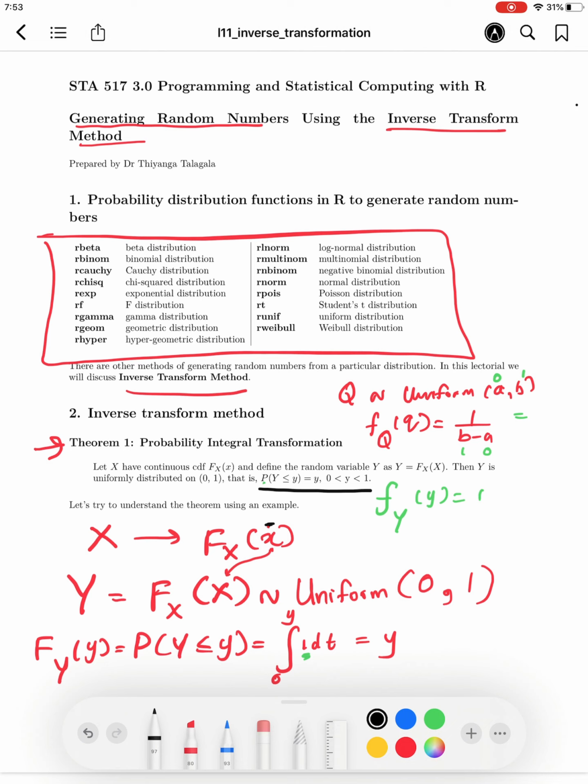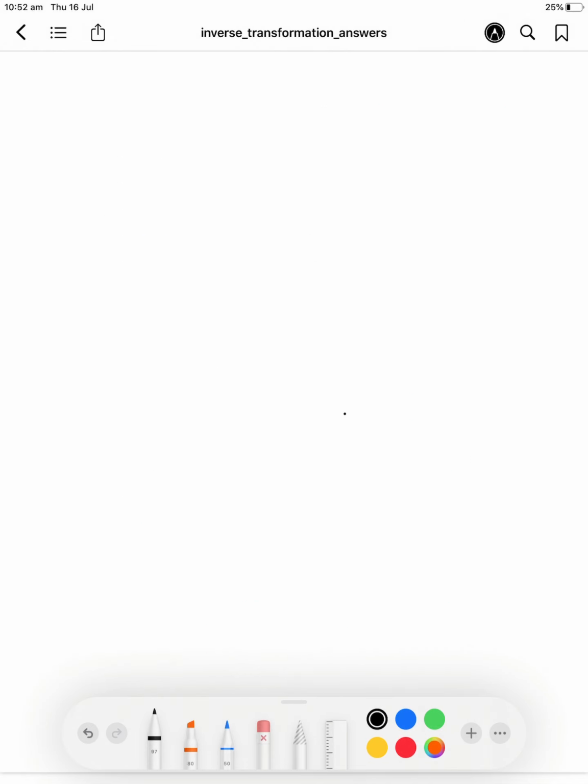The probability that capital Y is less than or equal to simple y equals simple y. This is actually the definition of the uniform distribution. This is actually the CDF of the uniform distribution with parameters 0 and 1.